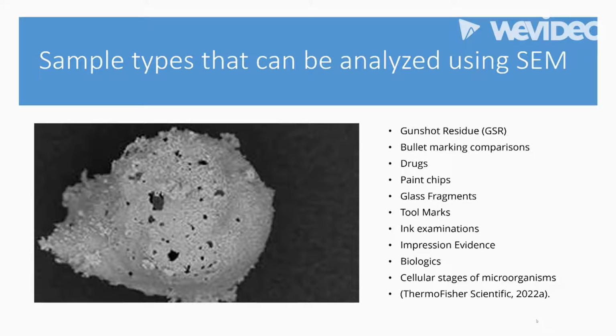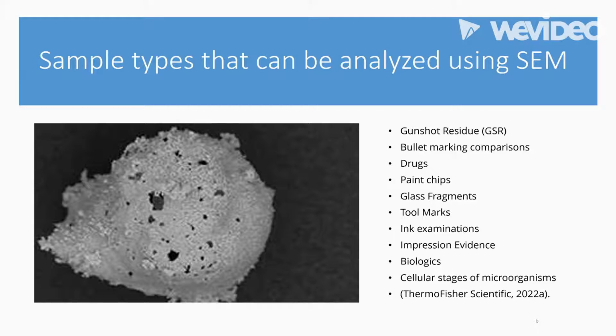Paint chips can be analyzed from, say, a hit and run victim and a car. Glass fragments from, say, a broken window and a suspect. You can match tool marks, maybe two different types of wood that use the same screwdriver to open up a door jamb. Ink, if perhaps a check is thought to have had a number added onto, like a 0 or a 1 changed to a 9, you can determine if there's a difference in the ink characteristics of one part of the image versus another.